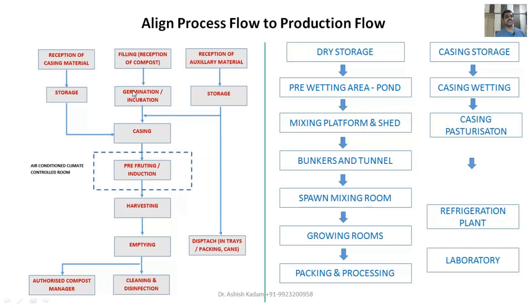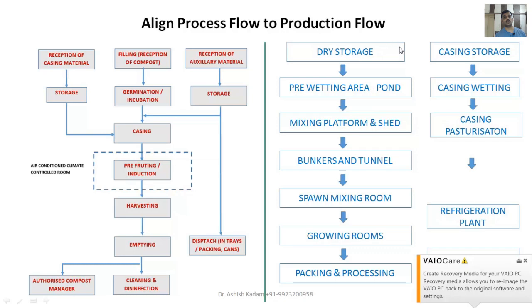So this is basically the entire process which we generally follow. Now if you see this process, and you look at the processes given on the right side of this figure, then we require a dry storage area. When you have the casing material, compost, other auxiliary materials, and consumables, you require a storage area for them. From these storage areas, they will go into the pre-wetting area.